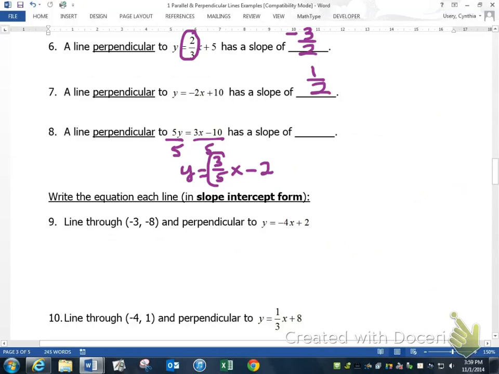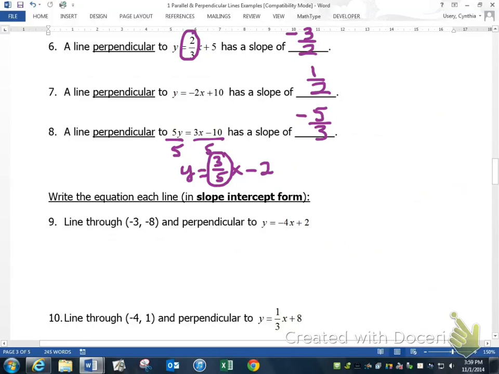Well, the slope of this line is 3/5. The perpendicular slope to that would be negative 5 over 3. Okay, so let's use this information to write equations of lines that are perpendicular to other lines.